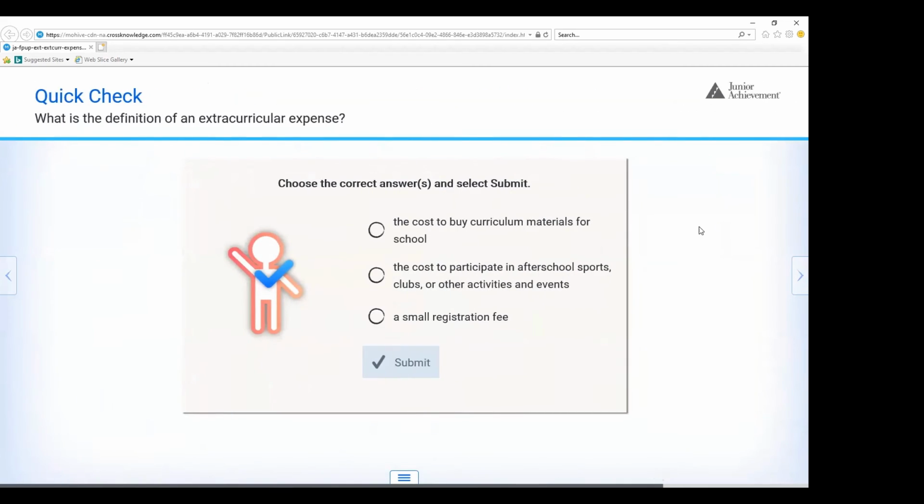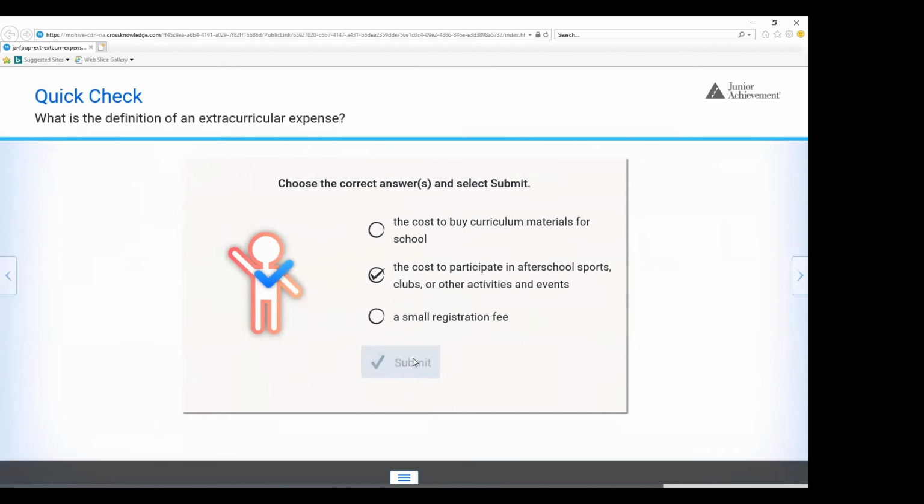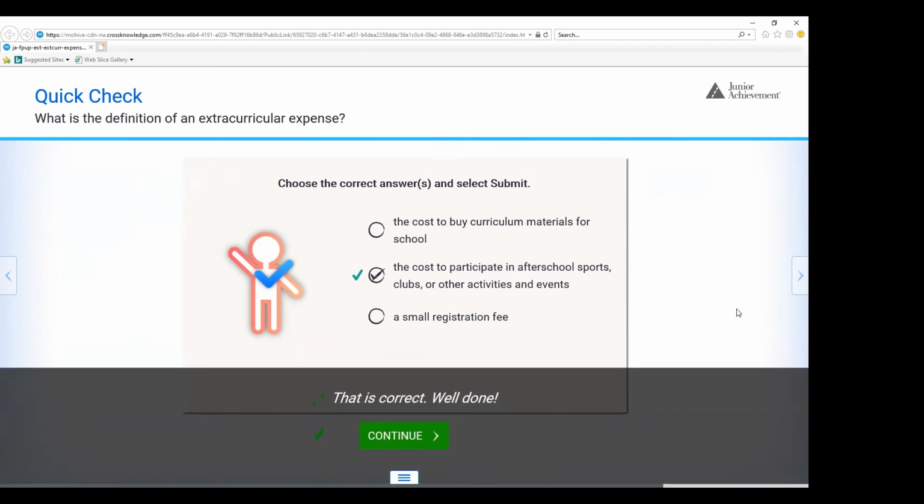What is the definition of extracurricular expenses? I went over this at the beginning of the presentation. Do any of you remember? The cost to participate in after-school sports, clubs, and other activities. If you selected that, you are correct.